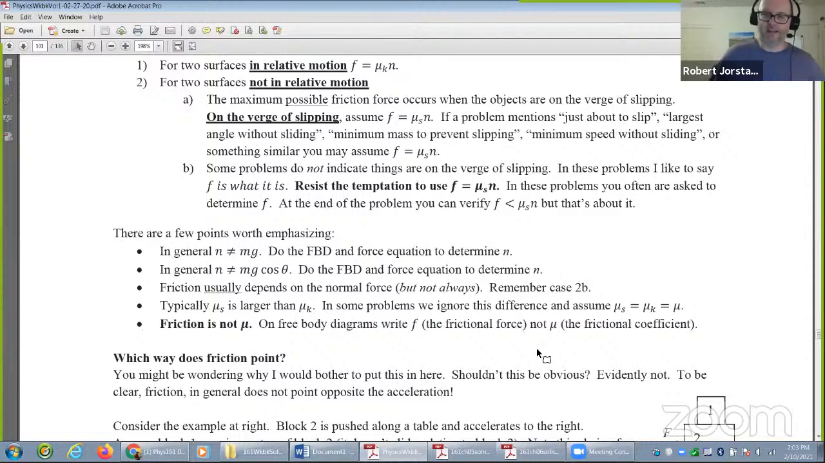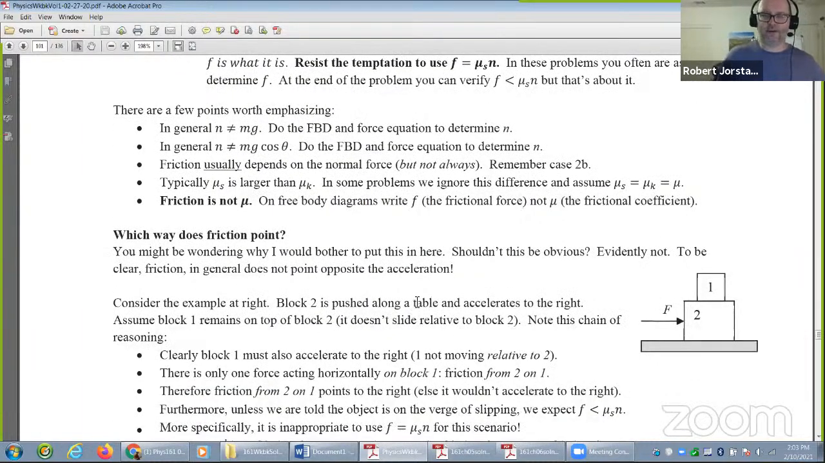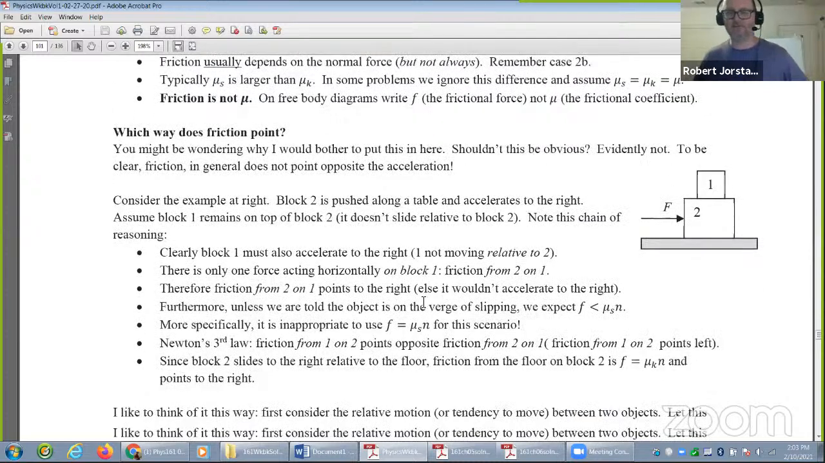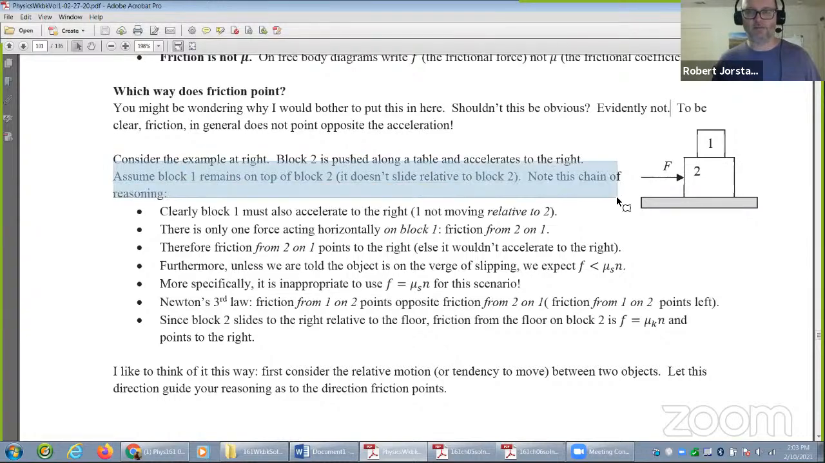Okay. Next, which way should friction point? Shouldn't this be obvious? Evidently not. Many times I've asked students which way friction points with a multiple choice question, and they screw it up. So do not underestimate frictional forces in FBDs or in force problems, okay? Let's consider this example right here, all right?